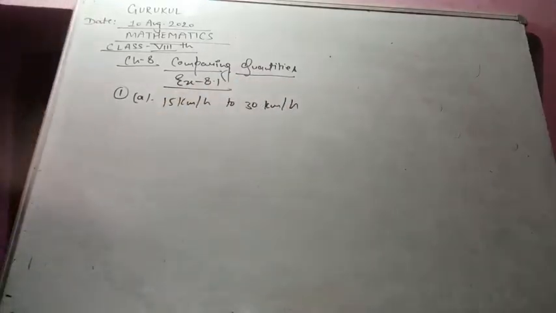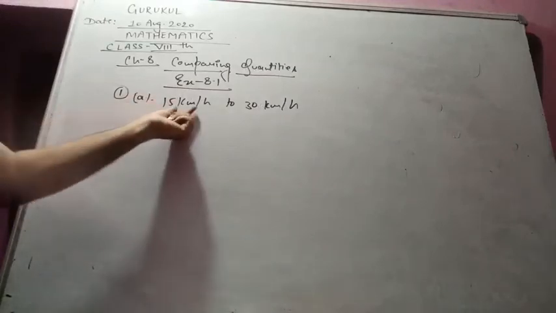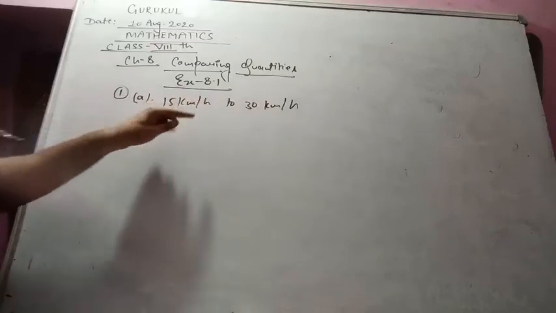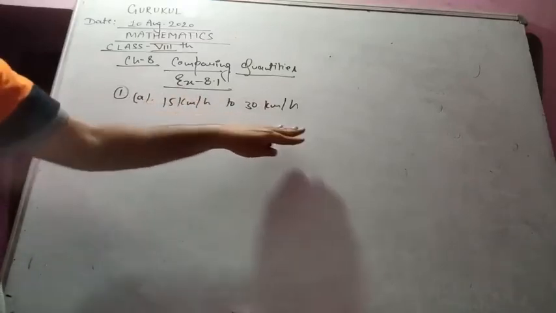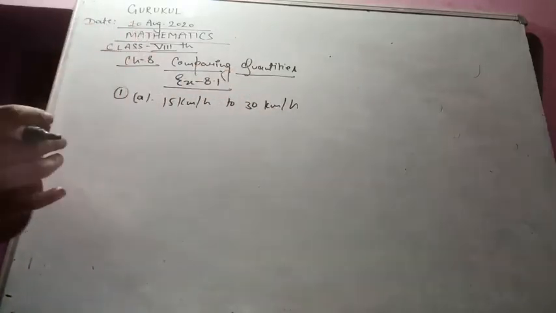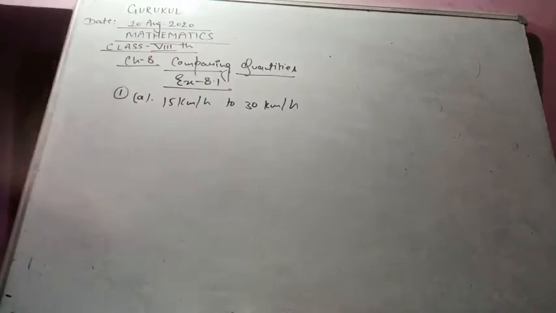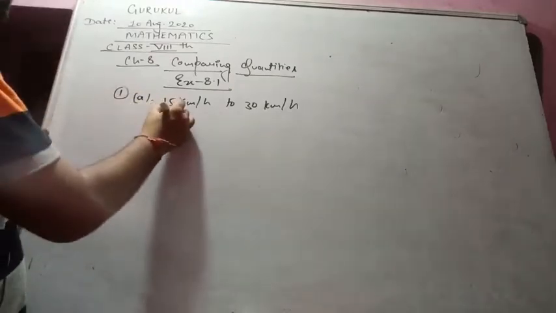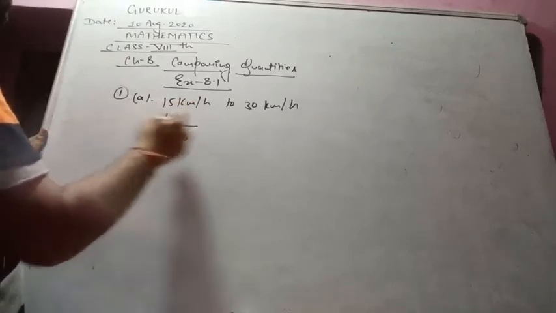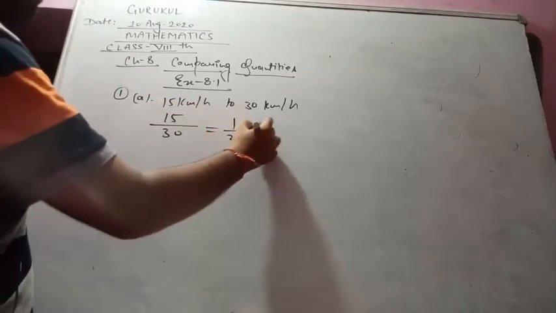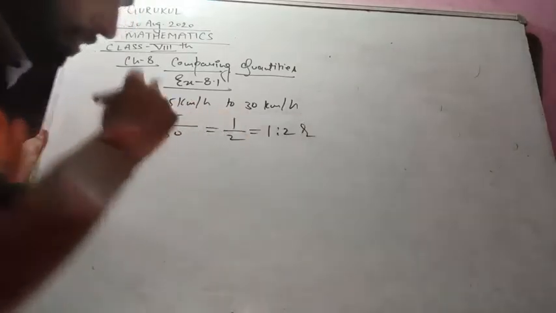One more thing which is very important before calculating the ratio is that both should be in similar units. As you can see, this is in kilometer per hour, and this is also in kilometer per hour. Sharing the same unit, only then will the comparison be possible. So the ratio will be 15 divided by 30. Cancel it out, 1 upon 2, 1 ratio 2 is the answer.